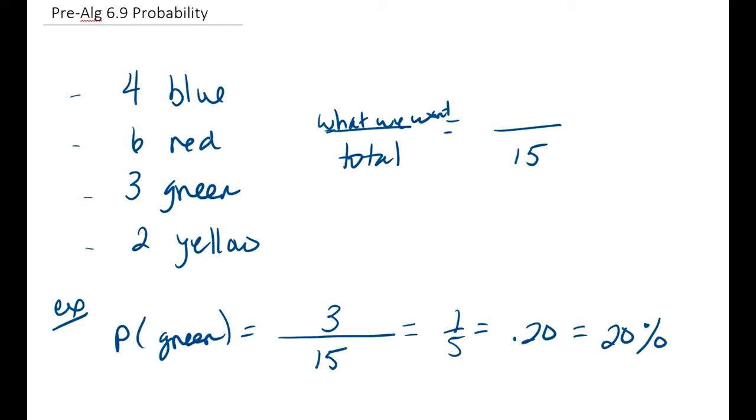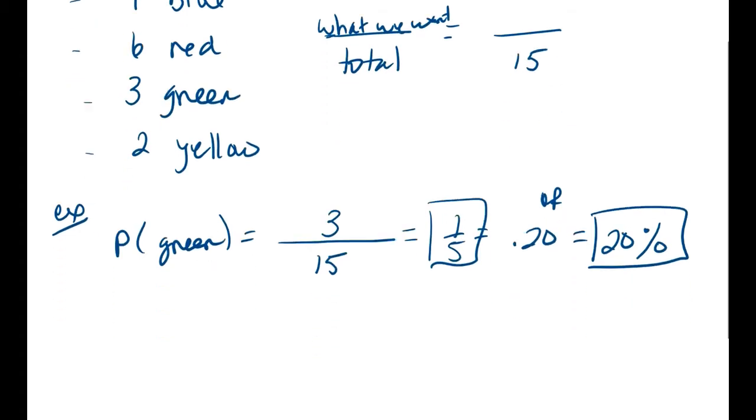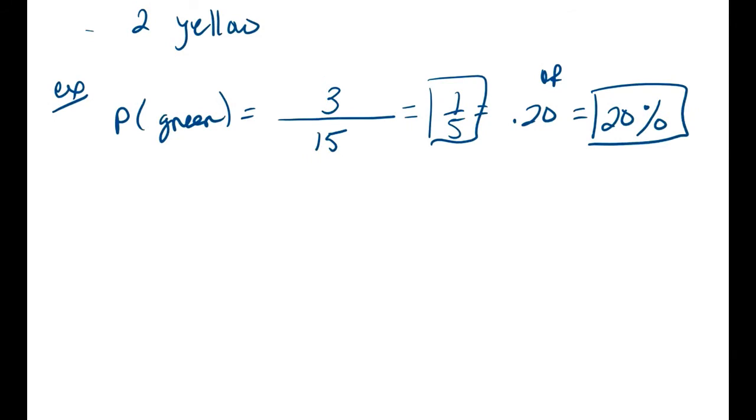So the probability of pulling a green marble from this bag is either 1/5 or 20%. Sometimes they're looking for the fraction, sometimes they're looking for the percent. So I'm just going to work both of them for you as we go. Okay, so what if they're looking for the probability of a blue marble? Sticking your hand in the bag and pulling out a blue.